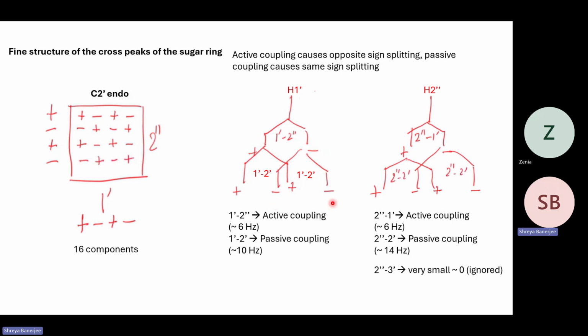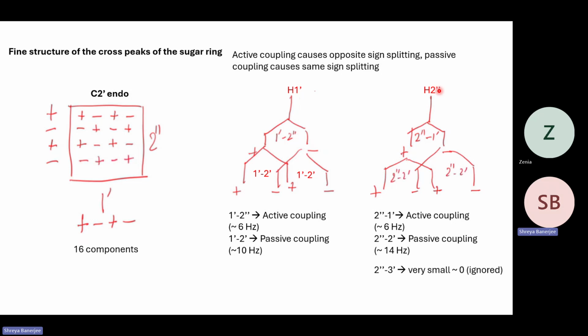Now we have seen in the previous class that the magnitude of the couplings mattered. The active coupling is around 6 hertz, so this is smaller. Passive coupling is around 10 hertz, so this is larger, so it is crossing each other. So for 1 prime, the signs will be plus minus, that is what is written here.